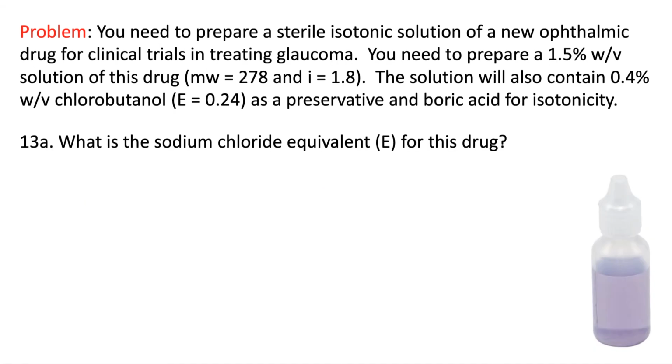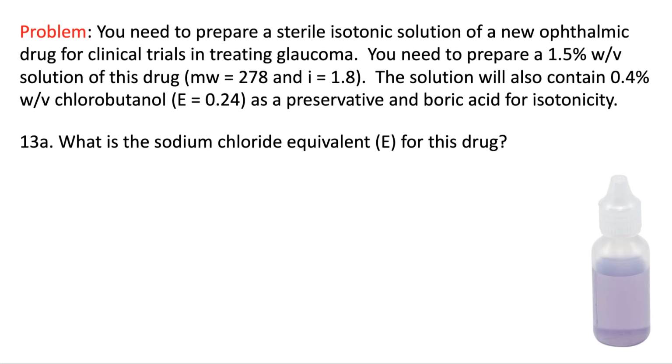All right, let's get back to calculations that historically have been a little more difficult for students, and those involve calculating isotonicity. So in this question, it reads, you need to prepare a sterile isotonic solution of a new ophthalmic drug for a clinical trial to treat glaucoma. Okay, so it's a fictitious drug, but we're going to make an eye drop out of this drug. What we need to do is prepare a 1.5% weight per volume solution of this drug. What I know about this drug is its molecular weight is 278 and its I value is 1.8.